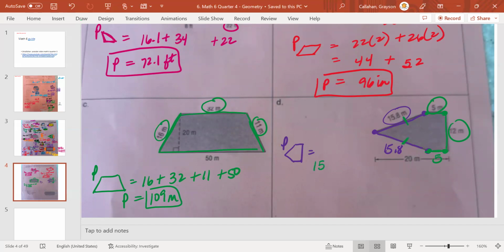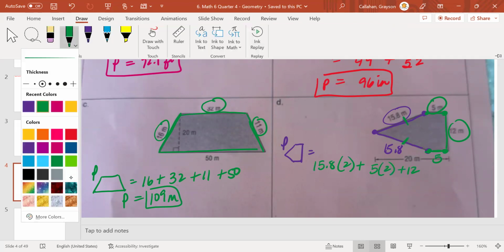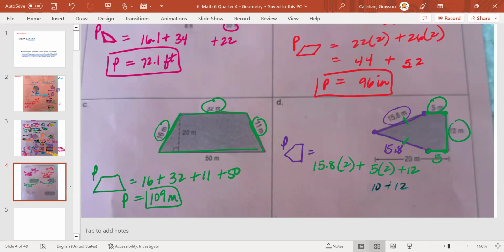So we have 15.8 times 2 plus 5 times 2 plus 12, right? So let's go ahead and do that. That's 10 plus 12. What's 15.8 times 2?